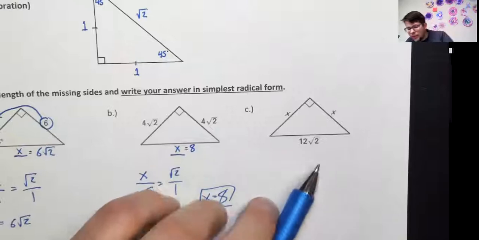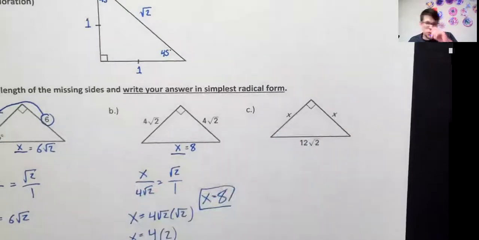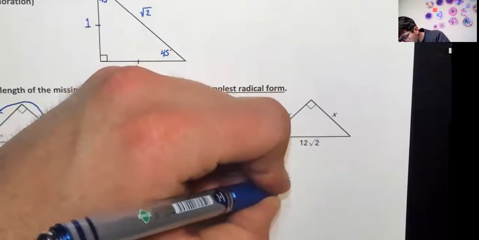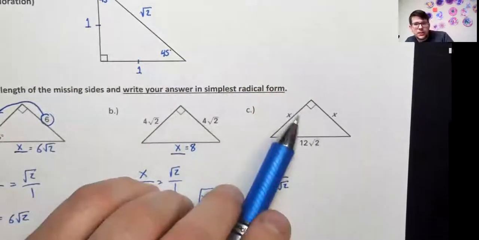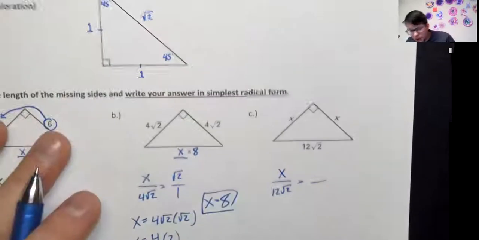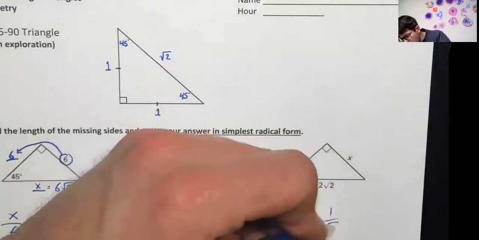Last one right here starts off with the hypotenuse, and you can definitely see that the legs are going to be the identical value, which means we don't need to solve for each of them individually, but rather just once. And I'm going to set this up as x over 12 root 2. Now, when I've done this, I've set this up as leg over hypotenuse. And so when I set it equal to my second ratio, I want to do the same thing, leg over hypotenuse. So that's going to be 1 over root 2.